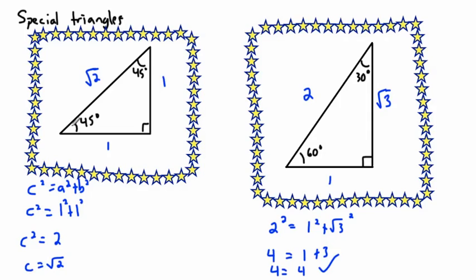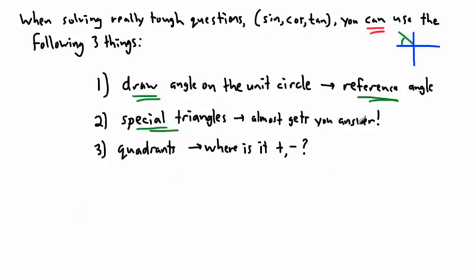So let's say I want the cosine of 45. Well, cosine is adjacent over hypotenuse, so I know it's 1 over root 2. Or what if I want, I don't know, the sine of 30? Then I would say, sine is opposite over hypotenuse. So sine of 30 degrees is 1 over 2. So that's the second step I do. It almost gets me the answer.